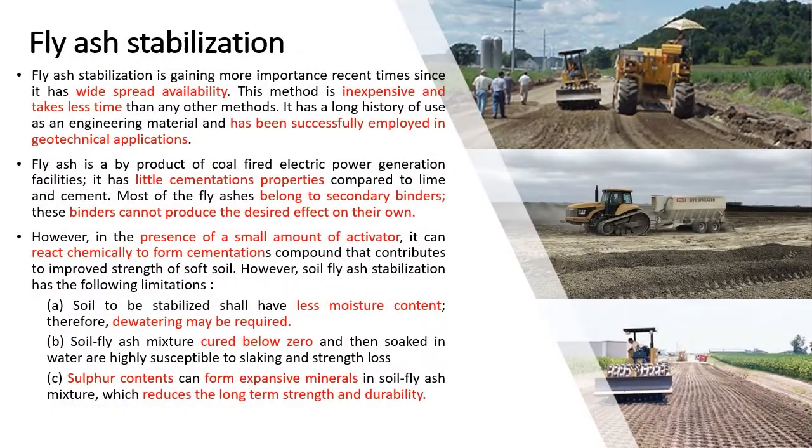Next admixture is fly ash. Fly ash is a byproduct of coal-fired electric power generation facilities. It has little cementitious properties compared to lime and cement. Most of the fly ashes belong to secondary binders. These binders cannot produce the desired effect on their own.